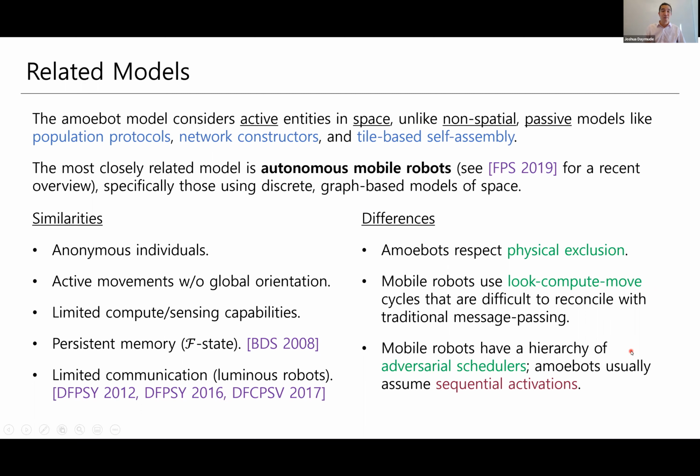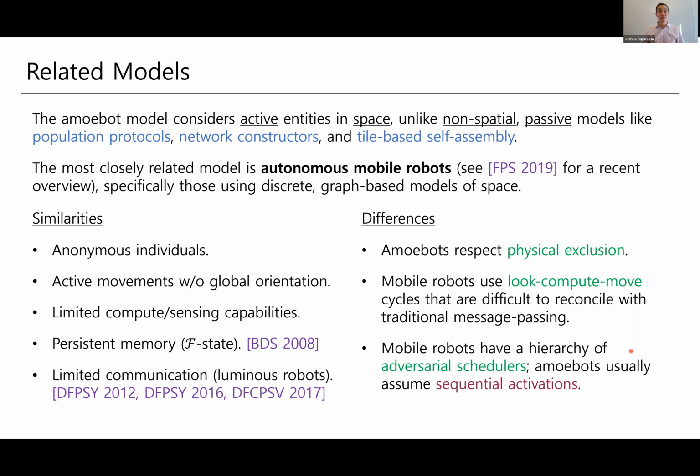And finally, mobile robots have historically used a well-defined, clear hierarchy of adversarial schedulers. So sequential, semi-synchronous, fully synchronous, asynchronous, as well as a bunch of fairness conditions to decide who gets to go and when, and how to model concurrency.